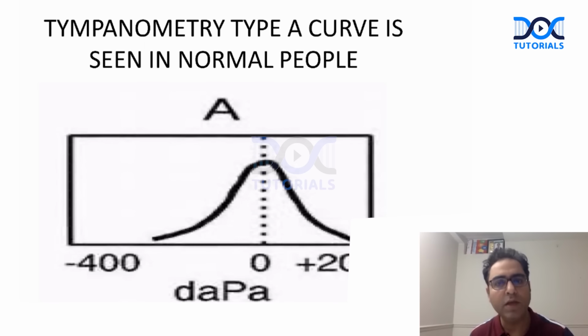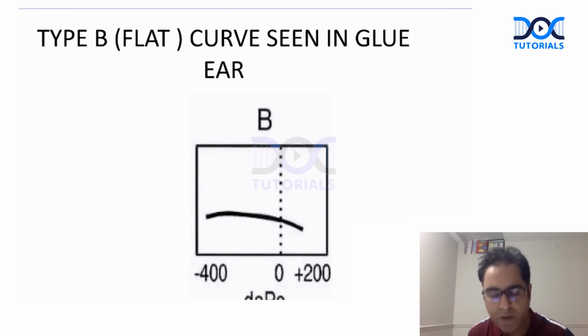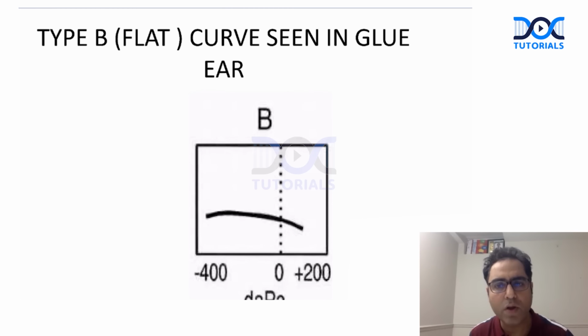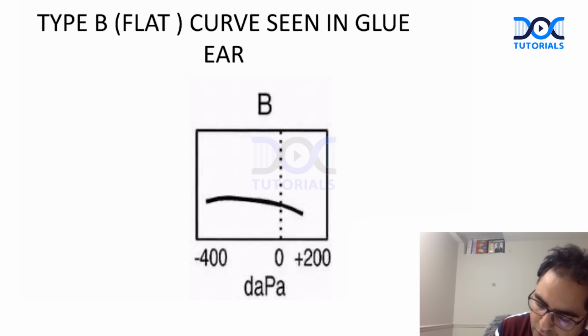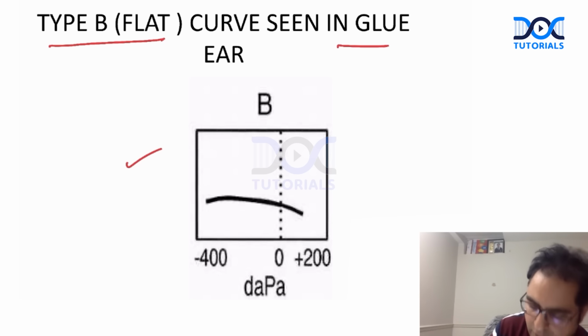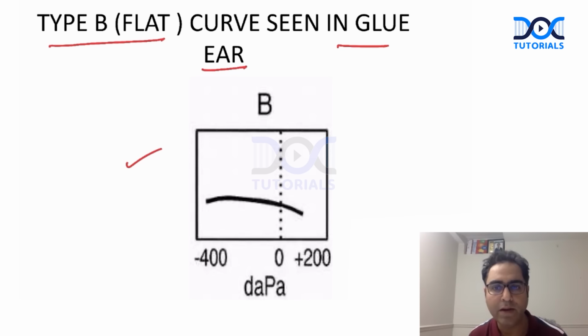The type A, can you see? Type A is a beautiful curve. It's seen in normal people. It's standing on the zero, equal on negative and positive side both. Now, the important thing is the type B curve. Very famous question: glue ear. The glue ear is a very important topic I told you. Type B curve or flat curve. Don't forget this one. Look at the visual also. Type B curve or flat curve is seen in glue ear, and there's no movement of the tympanic membrane on change of pressure in the ear.